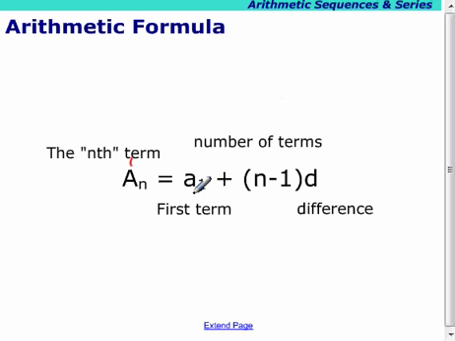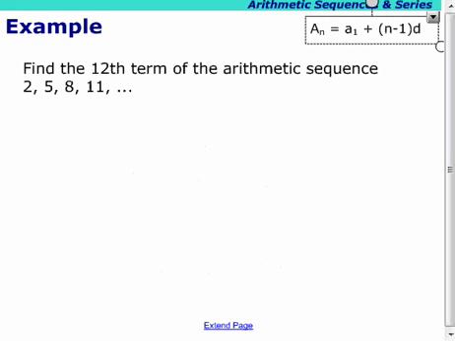Let me draw sort of arrows. That's that, n is that, and d is that, times by the difference. So it's like any other formula. I have 1, 2, 3, 4 variables, and as long as I know 3 of them, I should be able to solve for the fourth one. Let's try that for a couple of questions.